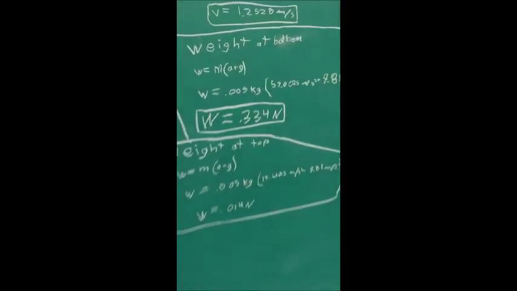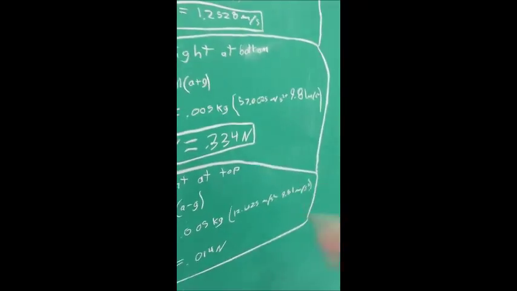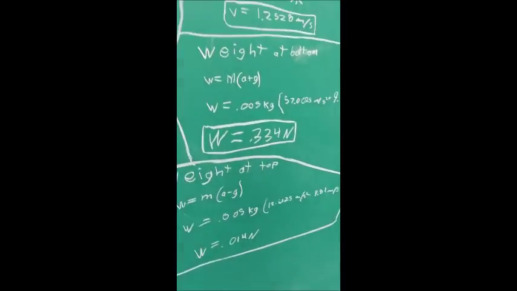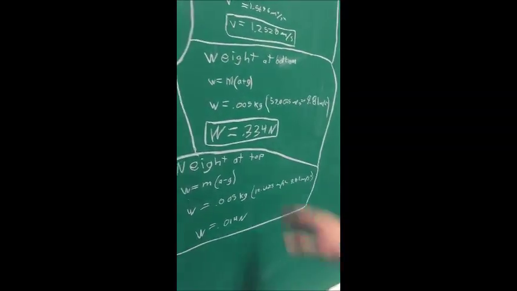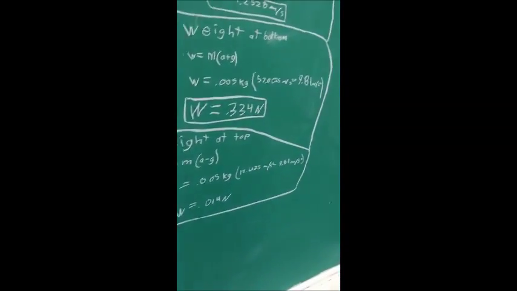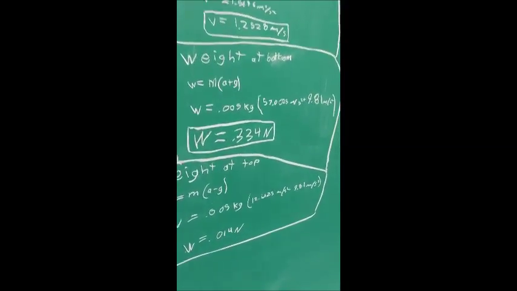We took that acceleration value of 57.025 meters per second squared and plugged it into the formula for the weight at the bottom of the loop, and our weight was 0.334 newtons.